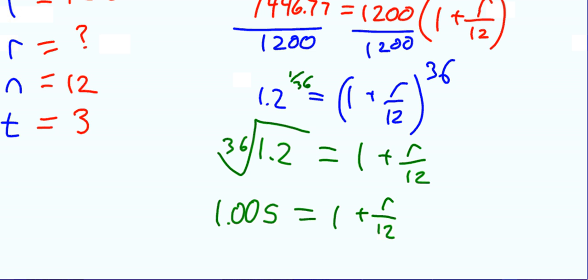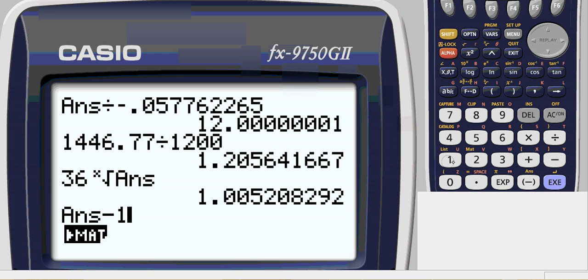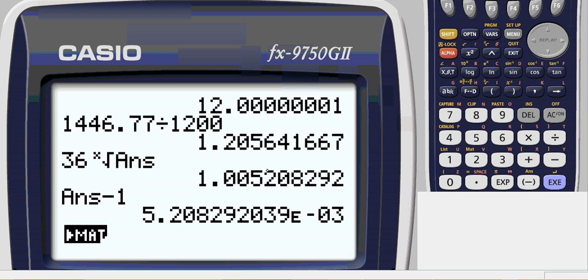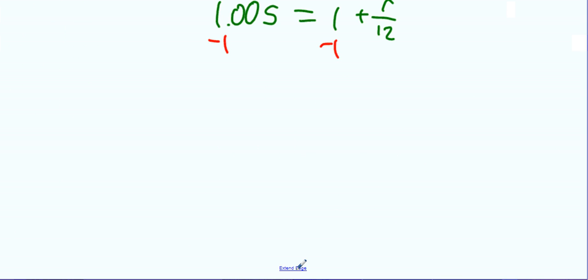The next step in solving, we're trying to get R. So minus 1, minus 1. On your calculator, do minus 1. Now we're just left with that 0.005. Even though it's displaying this way, times 10 to the negative third, it's still going to work out just fine. So now it's basically 0.005 equals R over 12.